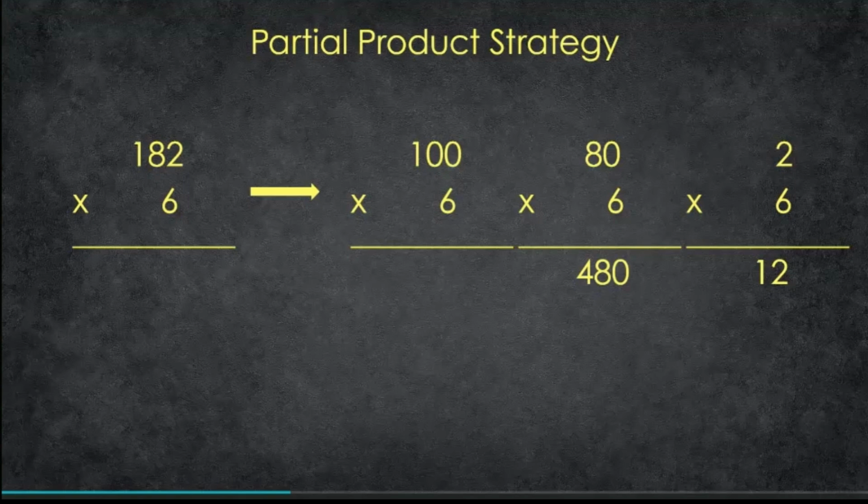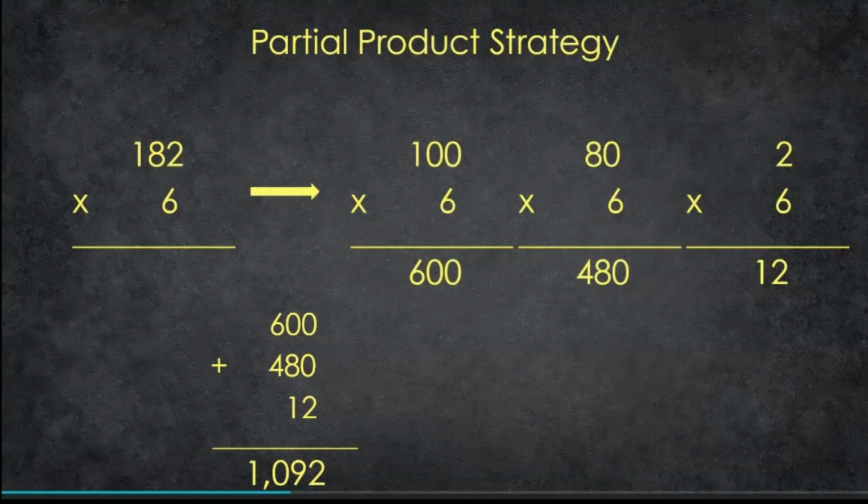And then finally, 100 times 6. I'm going to do 1 times 6, which is 6, and then add 2 zeros to the end of that, which gives me 600. Now, once I have these parts completed, I'm going to take all those parts and add them together, and that's going to give me a total of 1092. So that in a nutshell is partial product. It's just decomposing a difficult number into friendlier pieces.